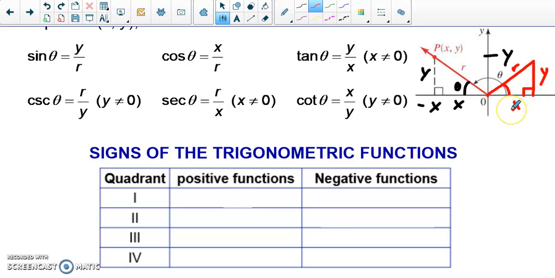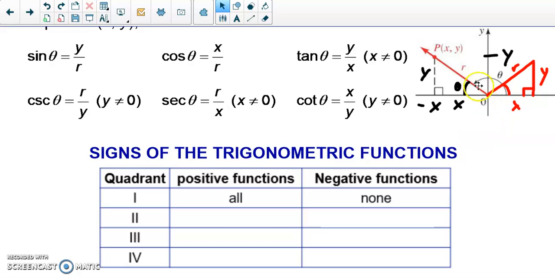Sine, y over x, positive. Cosine, x over r, positive. Tangent, y over x, positive. And then, the other three are just the inverses of these three, and they also are positive. So you should understand that in the first quadrant, all of them are positive, okay? Now, negatives, we don't have any negative ratios in the first quadrant.